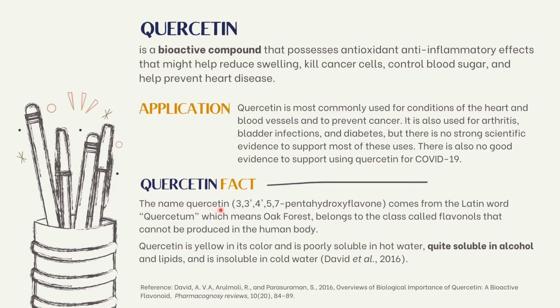The name quercetin comes from the Latin word quercetum, which means oak forest. It belongs to the class called flavonols that cannot be produced in the human body. Quercetin is yellow in color and is poorly soluble in hot water, quite soluble in alcohol and lipids, and is insoluble in cold water.